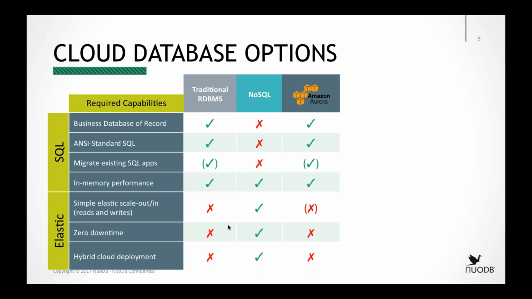Relational databases are commonly found to run your business database of record. They're ANSI SQL compliant. They adhere to ACID transactional properties. Of course, it's easy to migrate the data and SQL apps to those types of systems, and you also benefit from in-memory performance. But where they lack is really in that elastic nature.